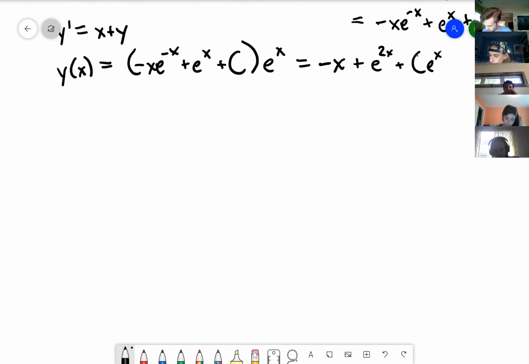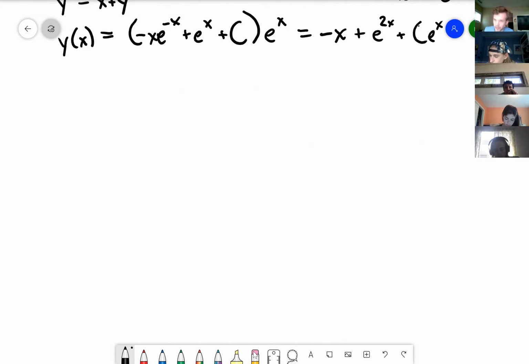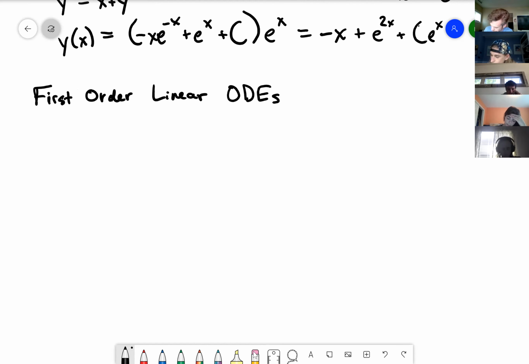So this is a specific example of a more general technique of integration. Or I'm sorry, a technique of solving ordinary differential equations, which is basically integration. Fancy integration. And that is techniques for solving first order linear ODEs. So we know what ODEs are, the stuff we've been doing.